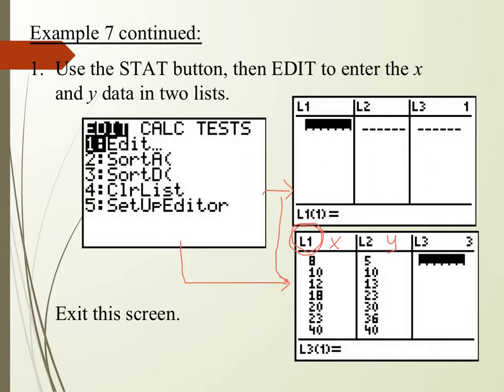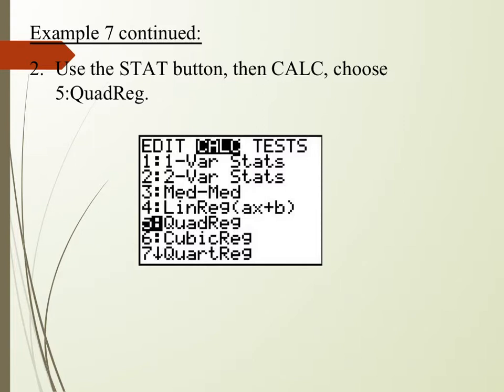Now we will exit this screen, and we'll show you the next operation after you've entered the data. Once the data has been entered, we can use the Stat button key again on your TI-83 or 84 and then move the icon over to the Calculate icon. And then when you see this menu screen, you are going to select option 5, which is Quadratic.